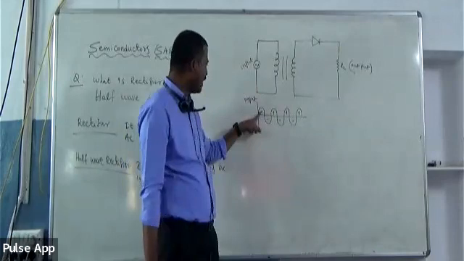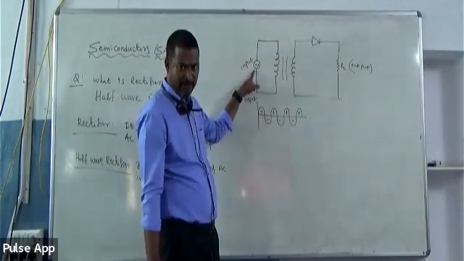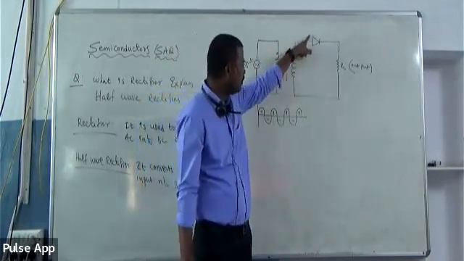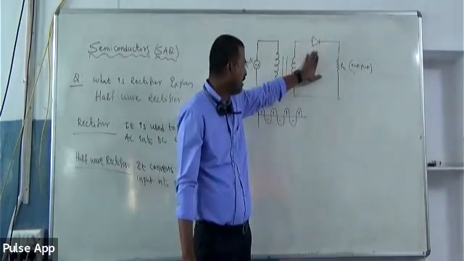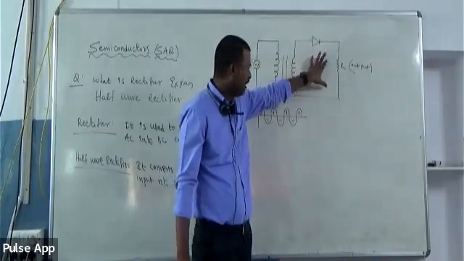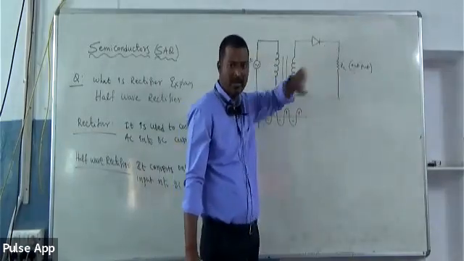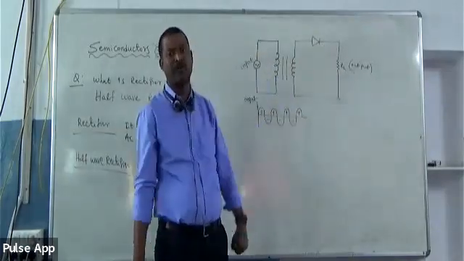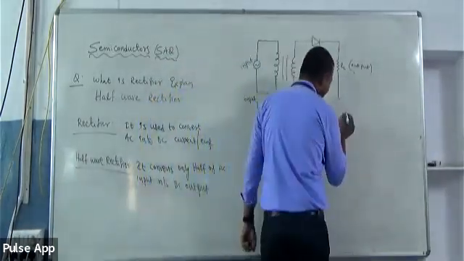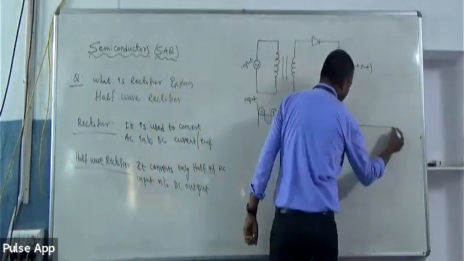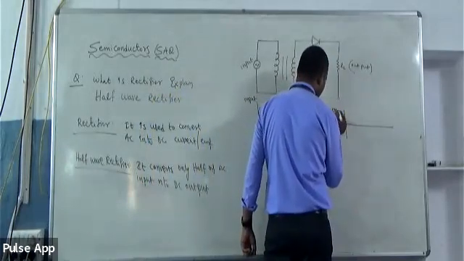And when the positive terminal enters the rectifier, the diode is set to be in forward bias. Then this diode will allow the output, so that we can collect the output from the load resistor. So in this way, we will get the output like this, you see. Output.